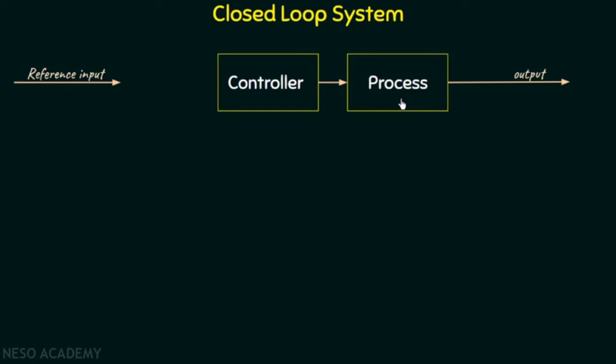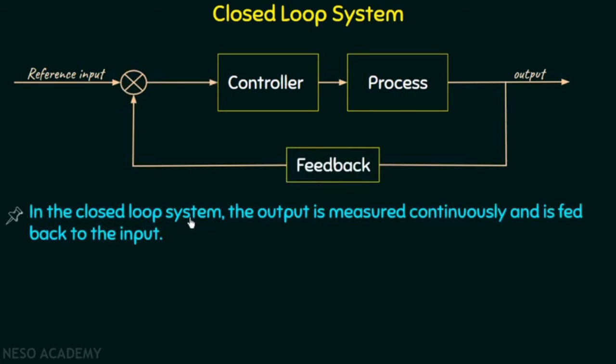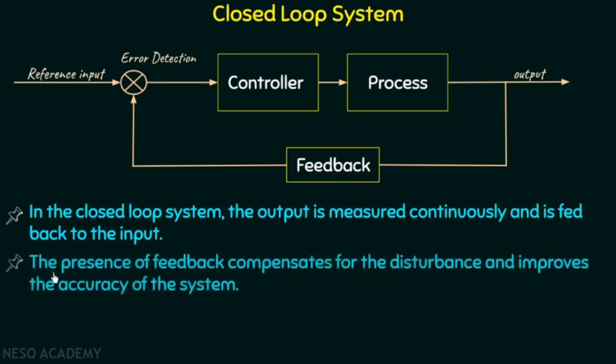So in order to maintain the desired output, we need to measure the output continuously, and we do it by using a feedback signal. In closed loop systems, the output is measured continuously and is fed back to the input, where the error with respect to the desired output is determined. We call this unit the error detection unit. After that, the signal goes to the controller. The controller then controls the amount of input according to the desired response, and the control input goes to the process section, and hence we get the desired output. And this time, the desired output is maintained. In this way, the presence of feedback compensates for the disturbance, and it improves the accuracy of the system.